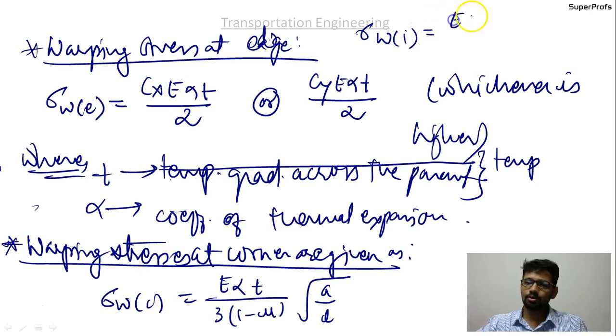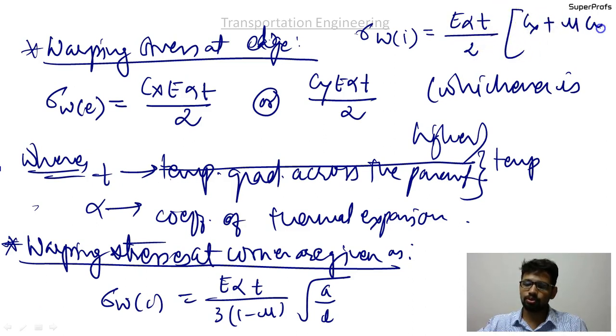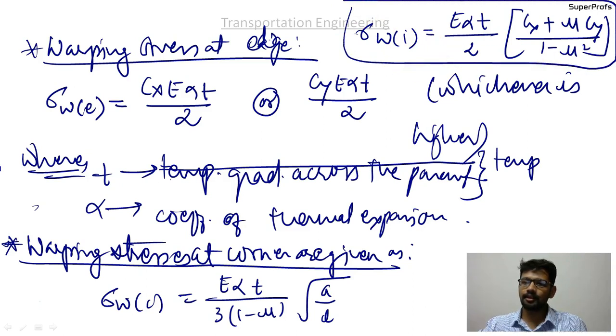Please keep this one, because there is no chance of asking any numerical, as that is not useful for us. Cx plus mu Cy upon 1 minus mu square. So this is the formula for the warping stress at the interior.